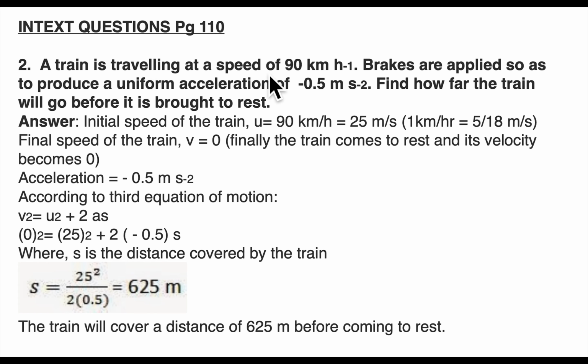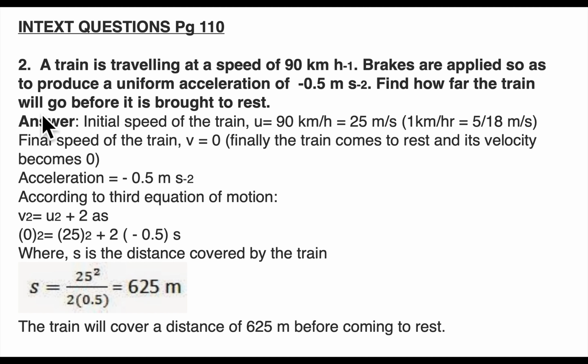In this case, the train is traveling with the speed of 90 km per hour. So u is equal to 90 km per hour, meaning initial speed 90 km per hour. We have to convert it into meter per second, so velocity will be in meter per second. It will come out to 25 meter per second. Everybody knows how to convert. We multiply by 5 by 18. Final velocity, final speed v is equal to 0 because the train will come to rest.